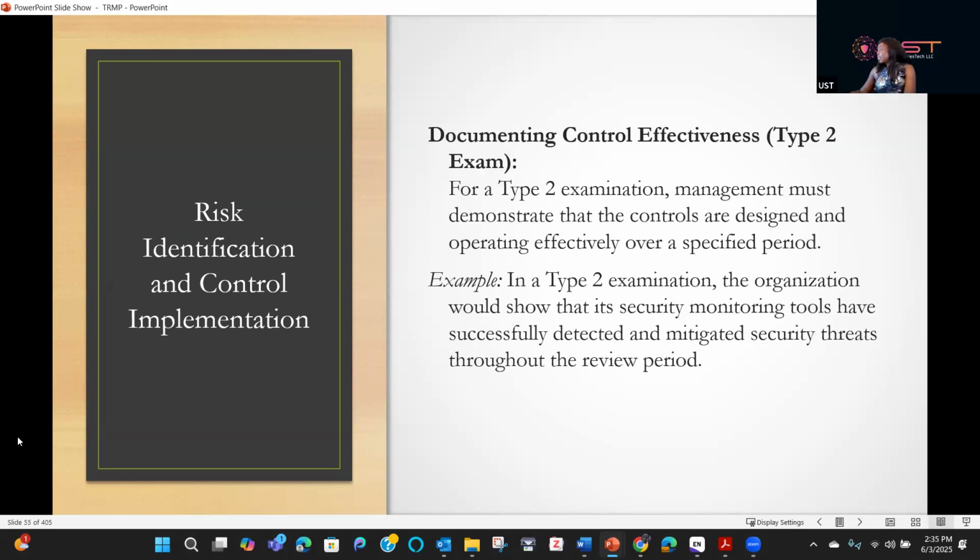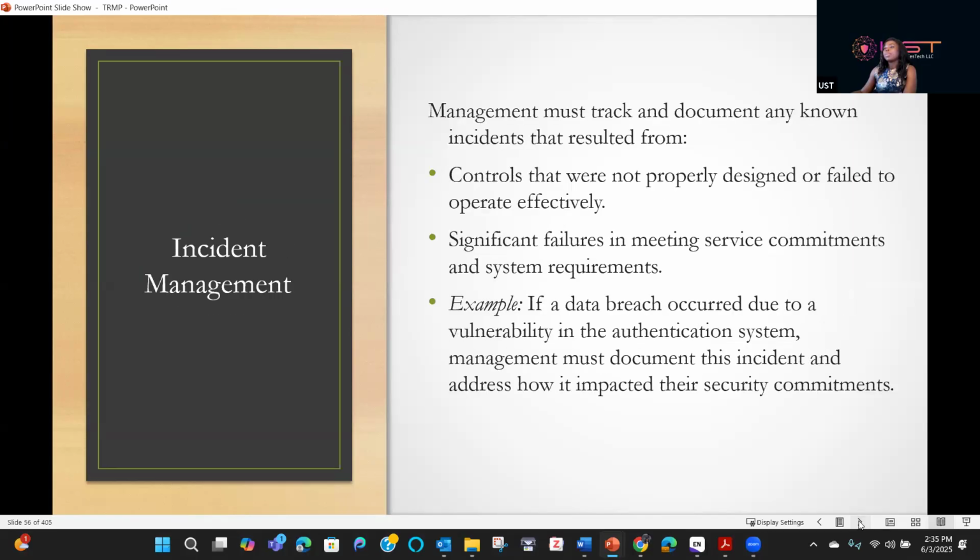Documenting control effectiveness. For a Type 2 examination, management must demonstrate that the controls are designed and operating effectively over a period of time. We covered that already. In a Type 2 examination, the organization will show that its security monitoring tools have successfully detected and mitigated security threats throughout the review period. What of incident management? Of course, we are touching everything. Remember, we're talking about management responsibility, which will be like everything that we've covered so far.